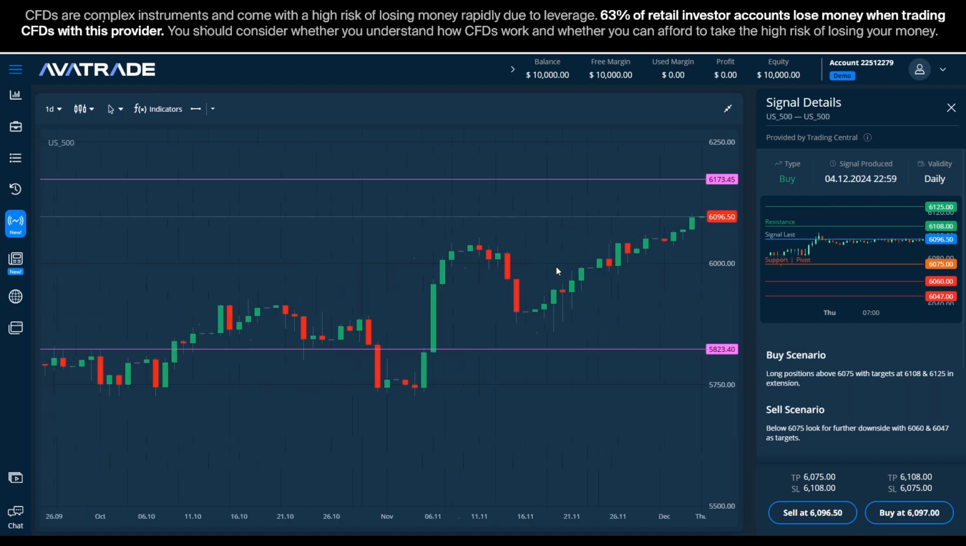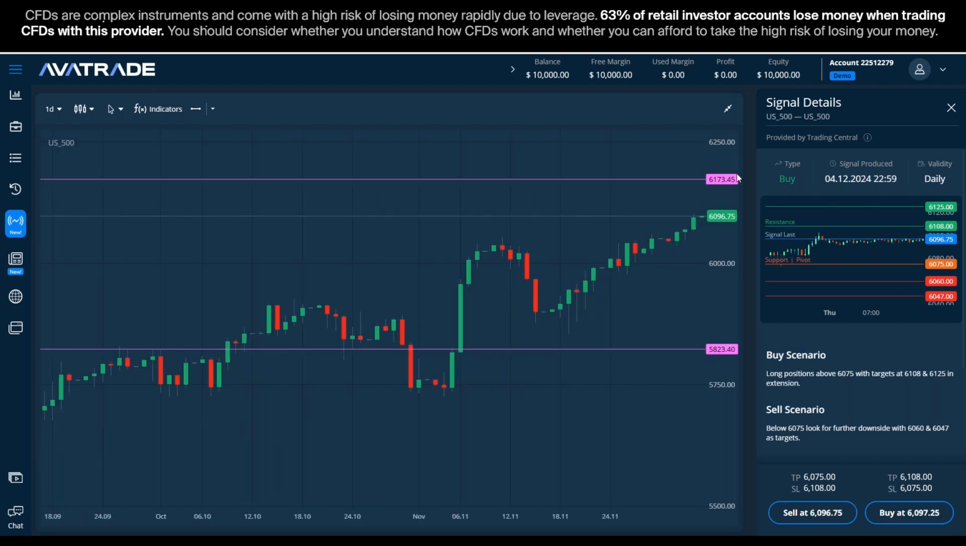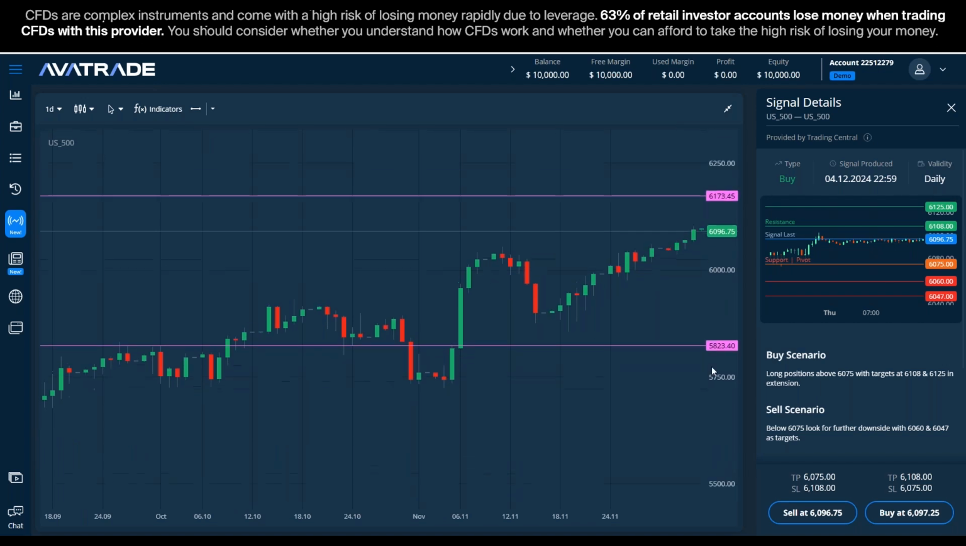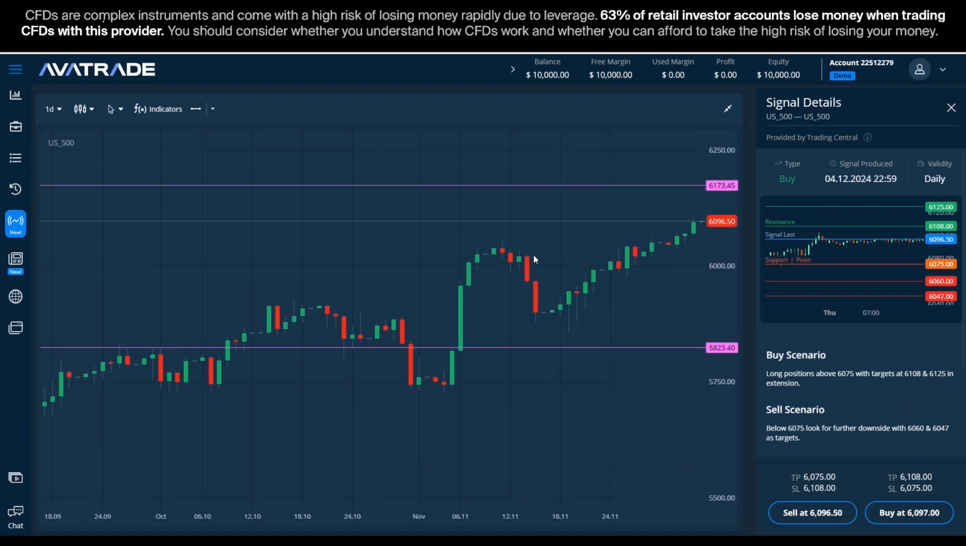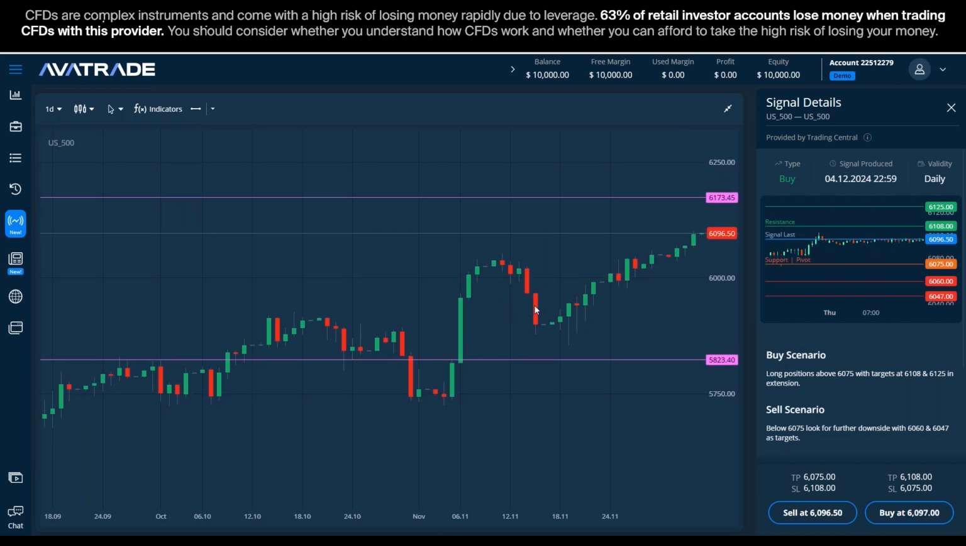I can also scroll up and down to customize the chart, and I can click here on the column price to make it bigger or smaller. This way to better customize it to my needs.